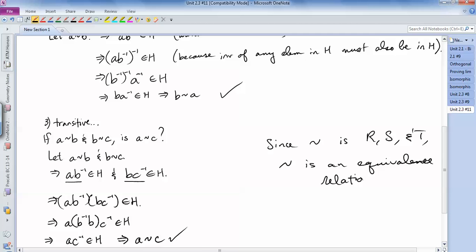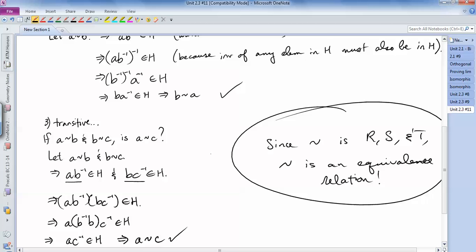It's an equivalence relation. All right. Hope that helps.